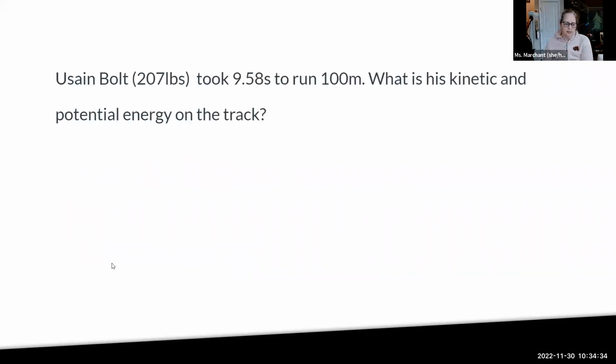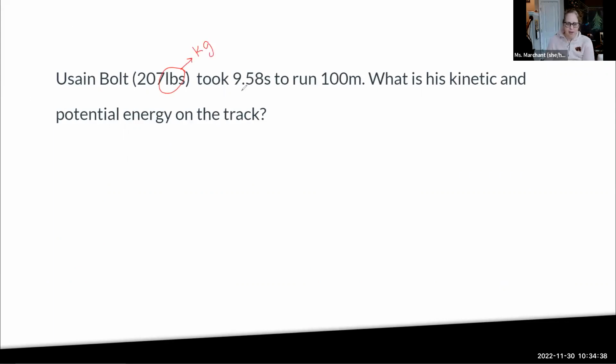Usain Bolt is 207 pounds. Guess what? We got to change that to kilograms. Took 9.58 seconds. So this time I'm giving a time to run 100 meters. That is our distance. Okay, that is not a hill though. So pay attention to what things we're talking about. He is on a track. So kinetic and potential energy are going to look a little bit different on the track, right?